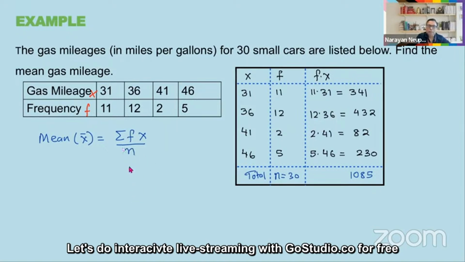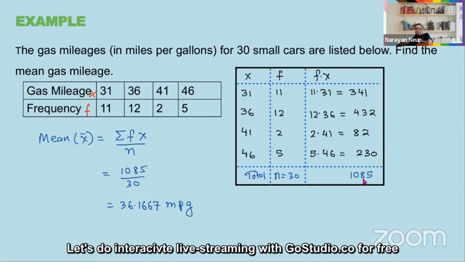Okay, now you plug in the values. So the mean is equal to, as you can see, the sum of F times X. Sum of F times X is 1085, and you divide by N, which is 30. And when you divide this, you get 36.1667 miles per gallon. So on average, the mileage given by those 30 cars is 36.1667 miles per gallon. Okay.